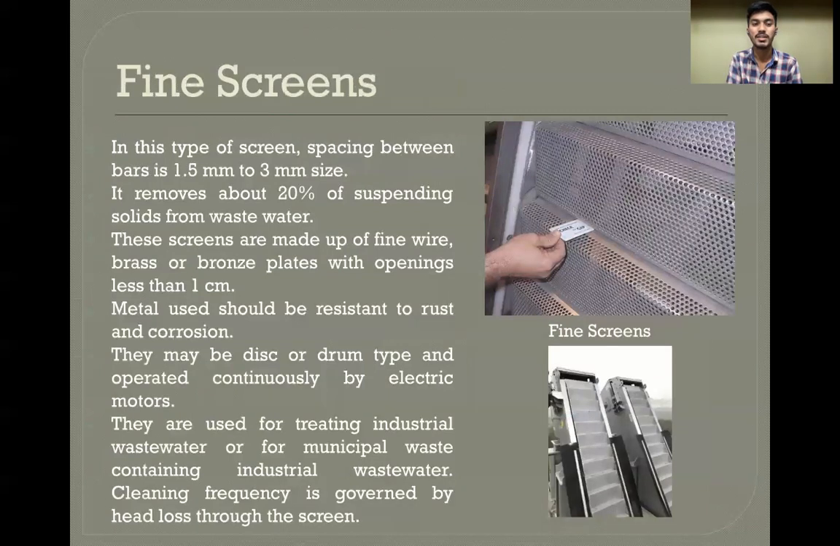Fine screens. In this type of screen, spacing between bars is 1.5 millimeters to 3 millimeters. It removes almost 20% of suspended solids from the wastewater. These screens are made up of fine wire, brass, or bronze plates with openings less than 1 centimeter. Metal used should be resistant to rust and corrosion. They may be a disc or drum type and operated continuously by electric motors.